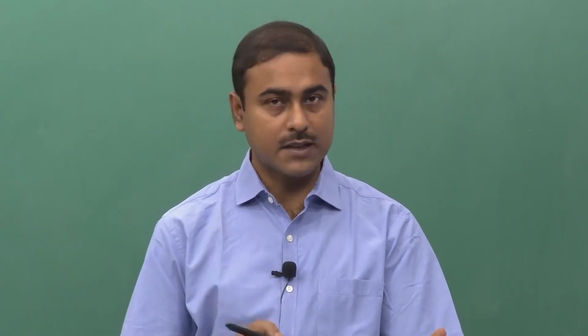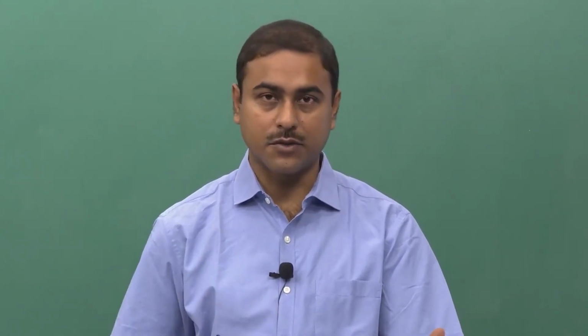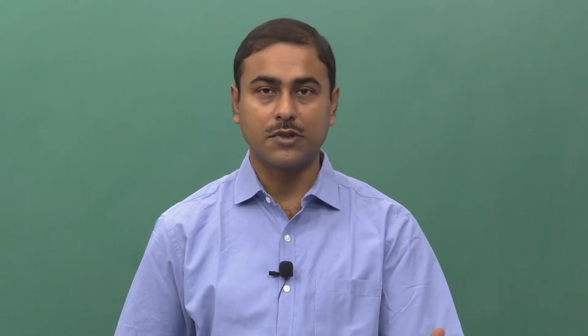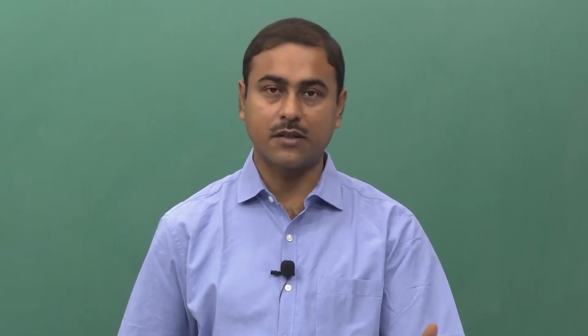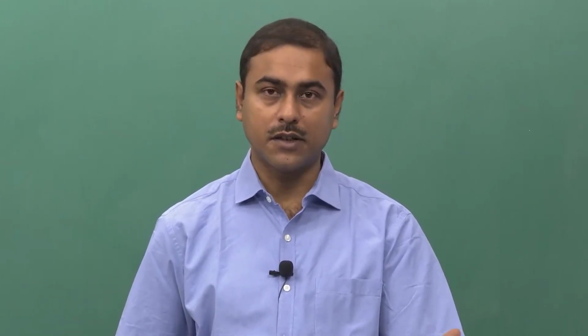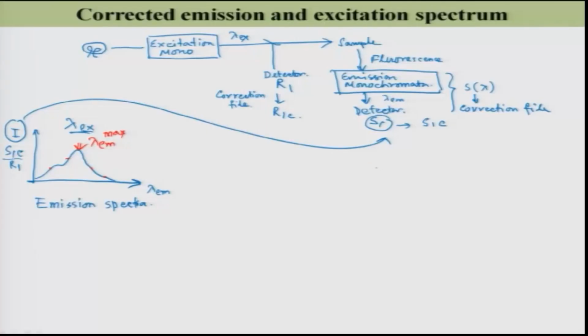So, to fix that I0 the same for all the lambda excitation wavelengths, what do I have to do? I have to divide it by R1, because that is going to give me the spectra of the lamp output, right. So, in this case, for a given value of lambda emission, let us say lambda emission max, if I plot the intensity versus lambda excitation, then what I am going to get is my absorption spectra, right.